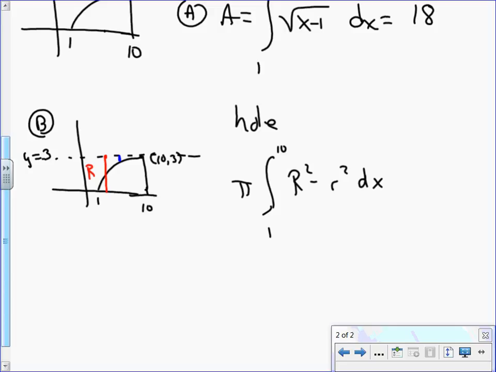Alright, so now you need to look at each thing and determine what is big R, what is little r. Do I subtract? Is it a constant? Do I add things? How do I get it? R is constant. R is 3. That's big R. Little r is 3 minus y. Very good.